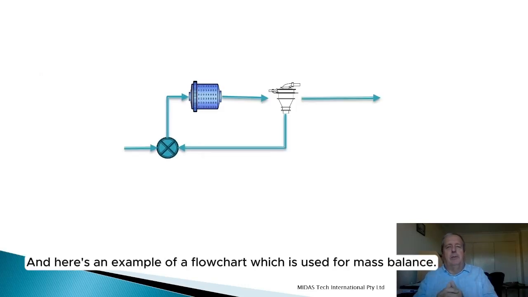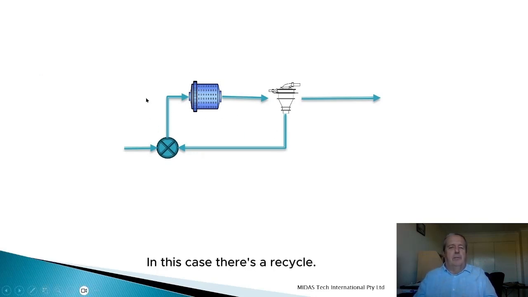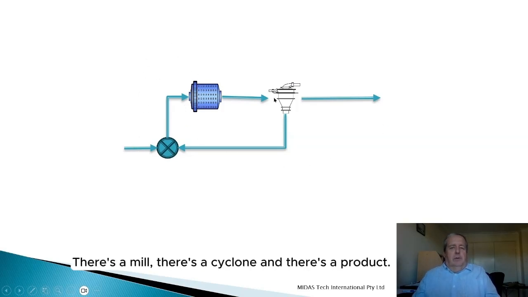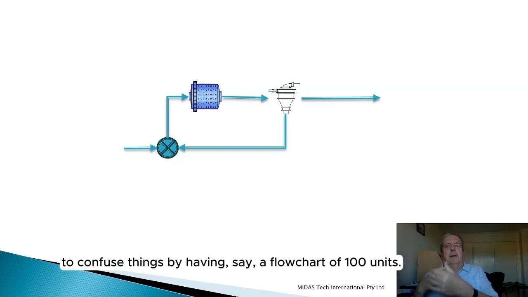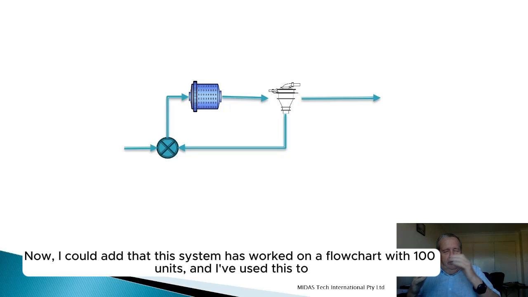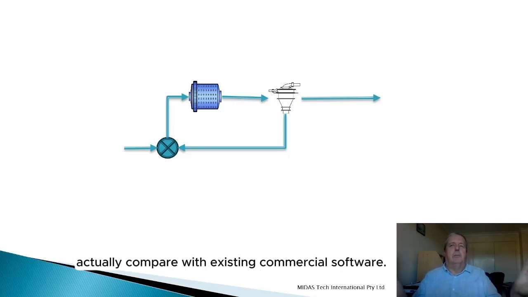And here's an example of a flowchart which is used for mass balance. It's very simple in this case. There's a recycle, so there's feed going into a circuit. There's a mill, there's a cyclone, and there's a product. Now, we go more complicated than that, but really not much more complicated because I don't want to confuse things by having, say, a flowchart of 100 units. Now, I could add that this system has worked on a flowchart with 100 units, and I've used this to actually compare with existing commercial software.